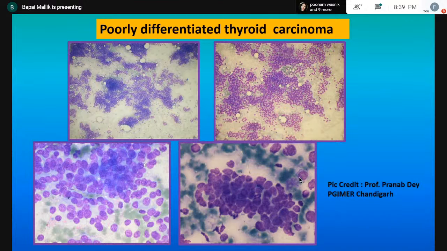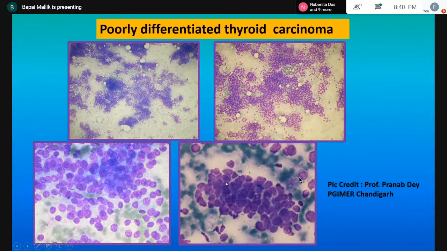from PGIMER Chandigarh. So he sent me this as an example of poorly differentiated thyroid carcinoma. As you can see, that is highly cellular with these sheets and aggregates, and look at them. Hardly any cytoplasm, very tightly packed cells. It will be very, very difficult. I don't see any mitosis here though, but I'm sure you'll find mitosis here and there.